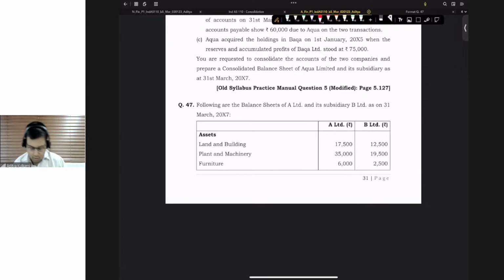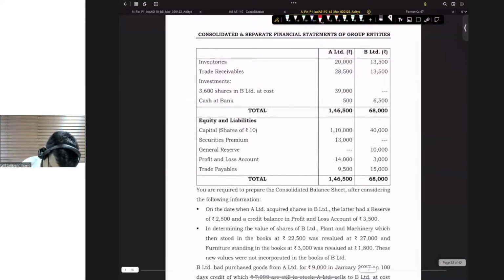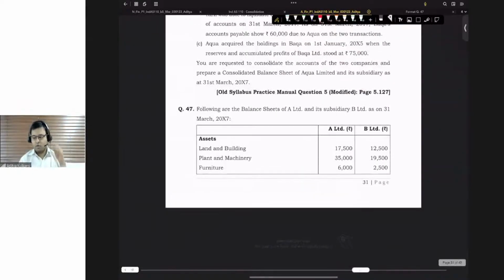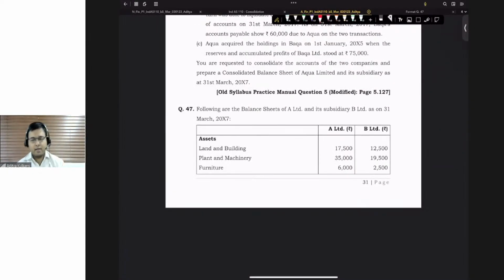We come to question 47. This is not there in any of your study modules. It is an old syllabus question, but we have slightly modified it for Ind AS. All right. So come to question 47.